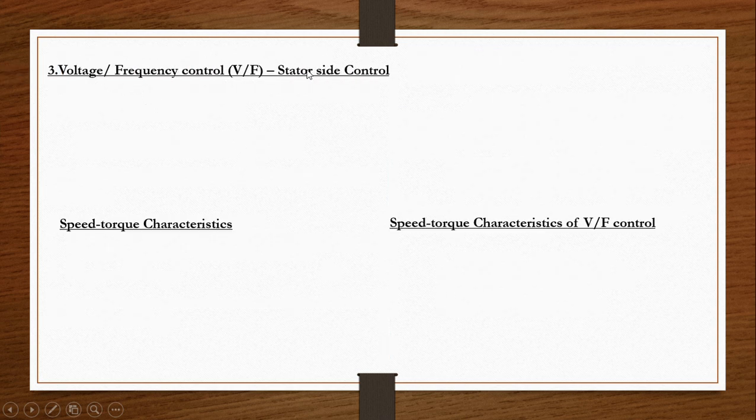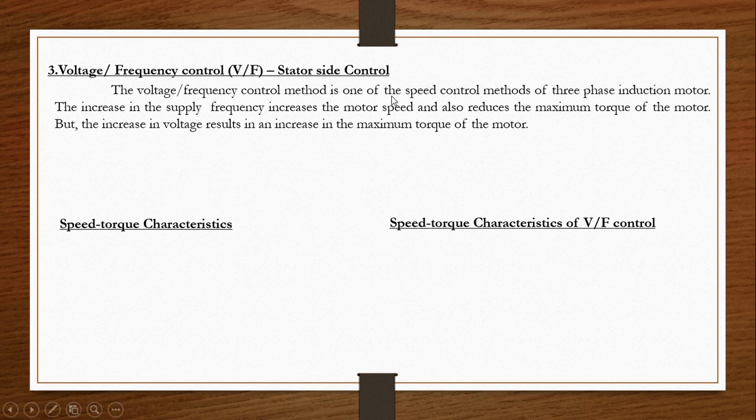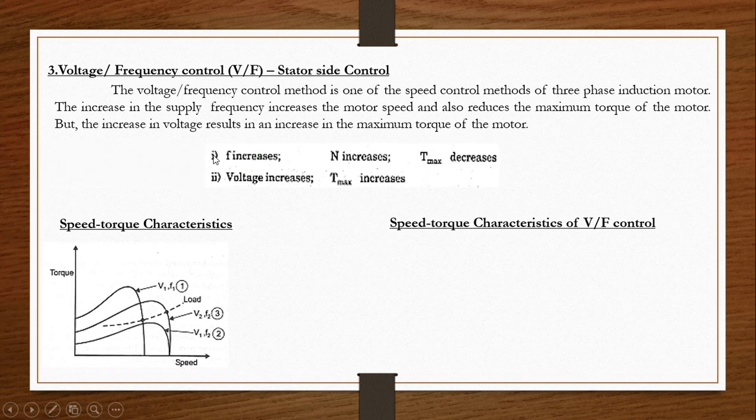Third one is V by F method. This is also coming under stator side control, voltage by frequency control. It is one of the important speed control methods of three-phase induction motor. The increase in the supply frequency increases the motor speed and also reduces the maximum torque of the motor. But the increase in voltage results in an increase in the maximum torque of the motor. So in the first case, maximum torque and the frequency show inverse proportion, but in the second case, maximum torque and the voltage show direct proportion.